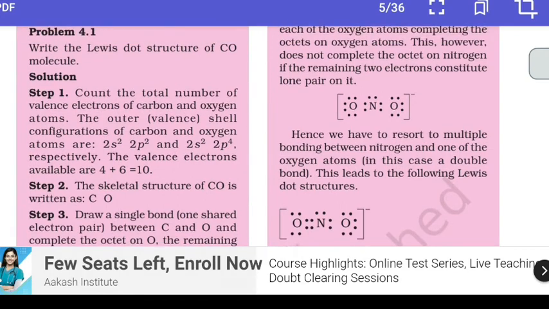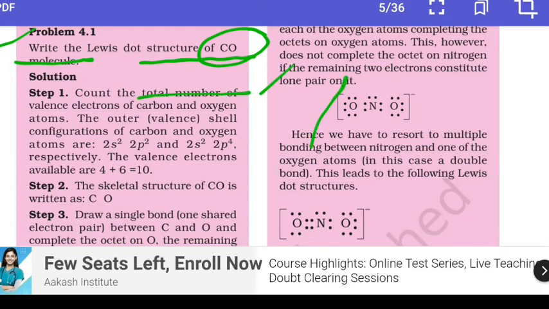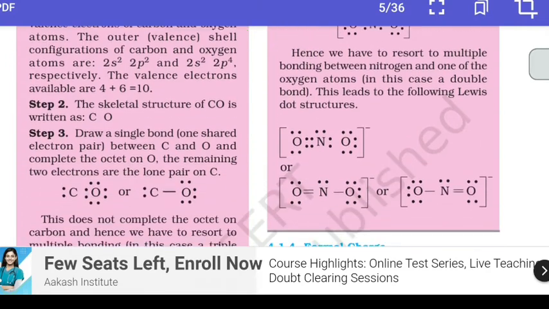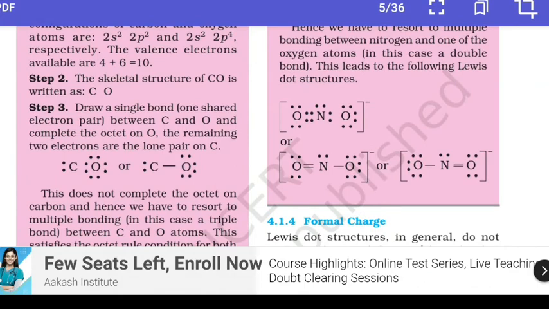Like the example here, you can see the question is given: write the Lewis dot structure of CO molecule. CO means carbon monoxide molecule. So first of all, count the total number of electrons. So the total number of electrons is 4 from this carbon and 6 from this oxygen. So the total will be 10 electrons. Then write C and O for the frame and distribute the total electrons.